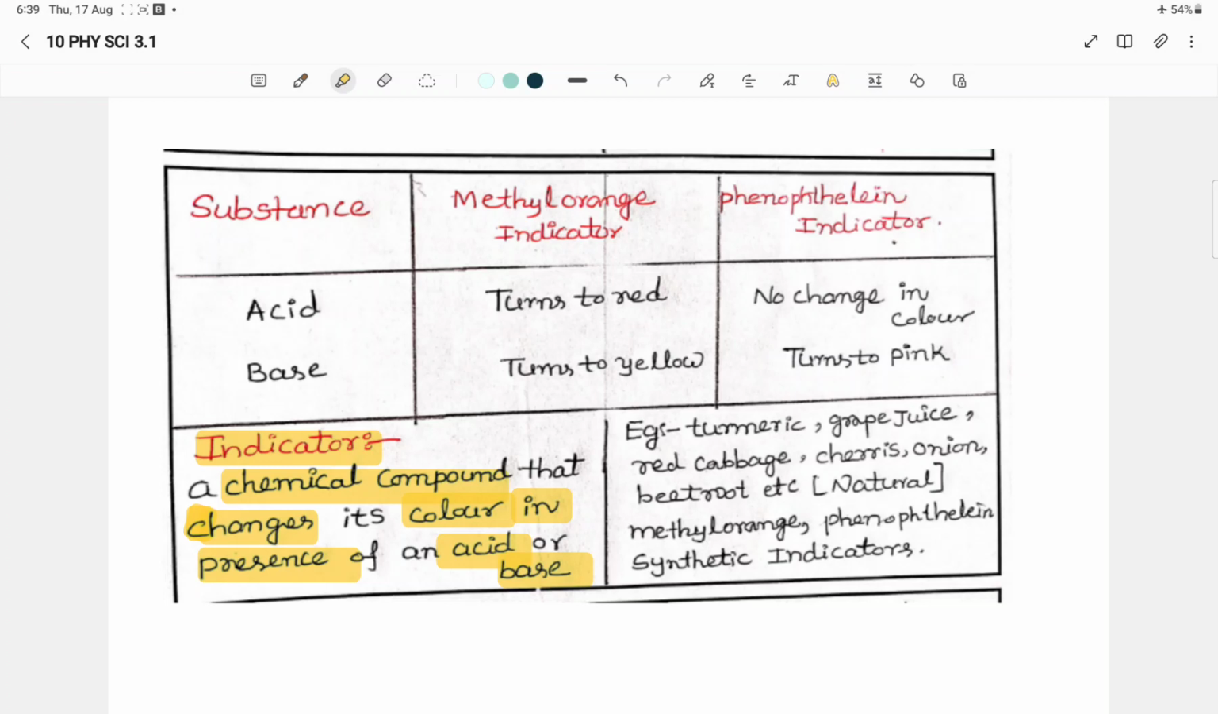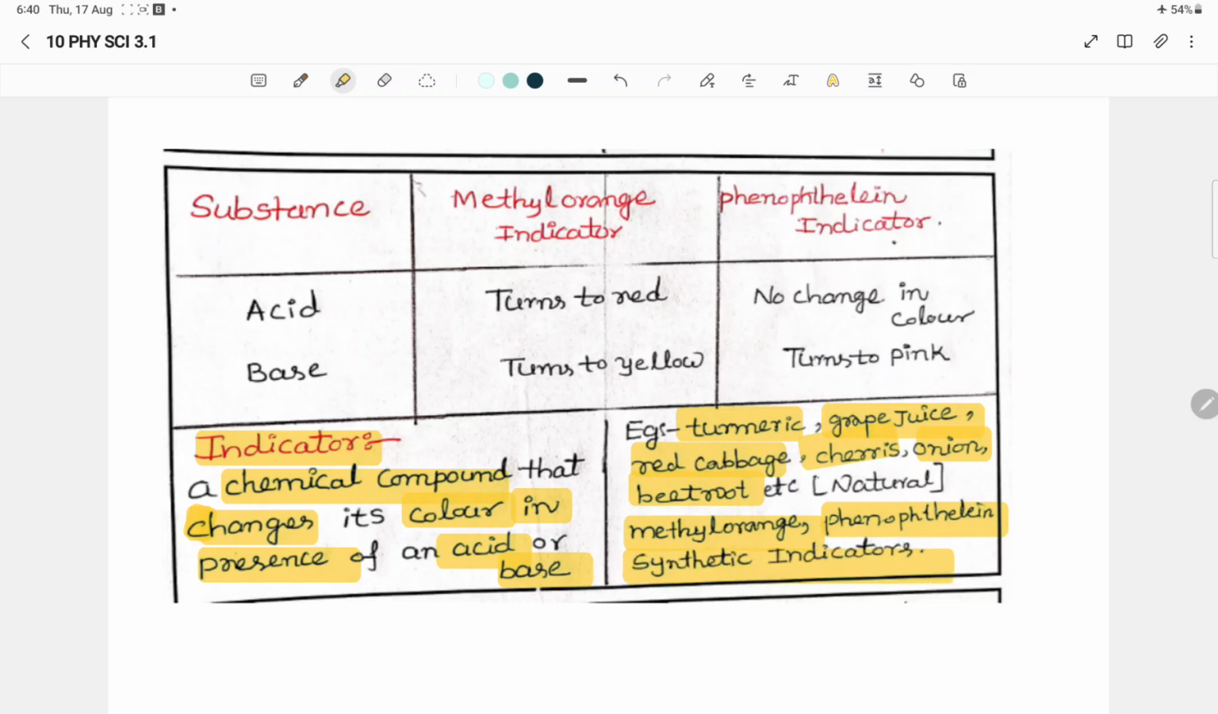By using indicators, we can determine whether a given compound is an acid or a base. For example, turmeric, grape juice, red cabbage, cherries, onion, beetroot, etc. are examples of natural indicators. Next, methyl orange and phenolphthalein are examples of synthetic indicators.